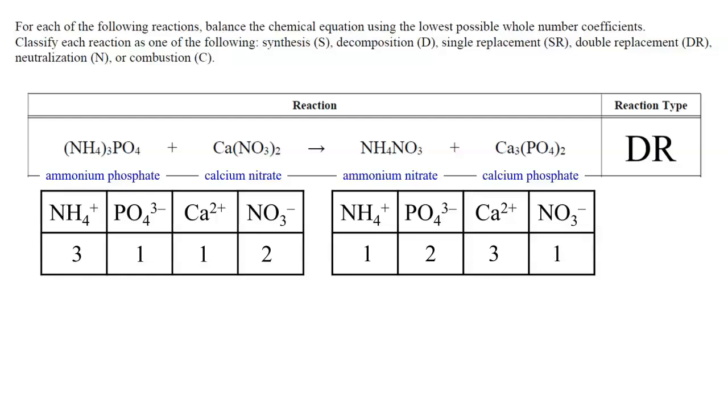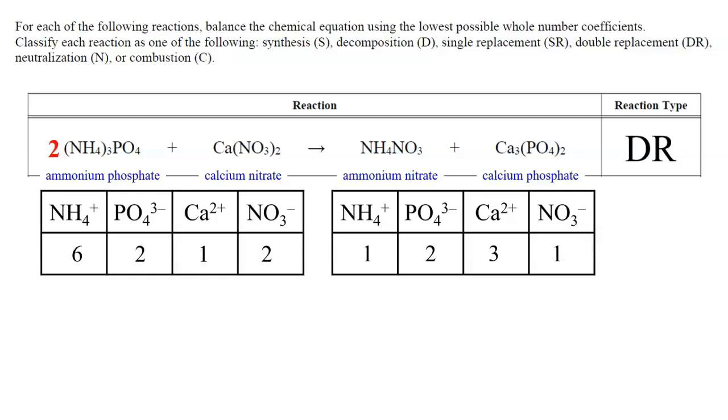Now with respect to where to begin, I'm going to begin with the phosphate. I see 2 phosphates on the right, and there's only 1 phosphate on the left. So I'm going to put a coefficient of 2 in front of that first chemical formula. Now that 2 is going to change the number of phosphate, which is what I want, but it also changes the number of ammonium ions. So 2 times 3 will give me 6 ammoniums, and there's going to be 2 phosphate ions as well.